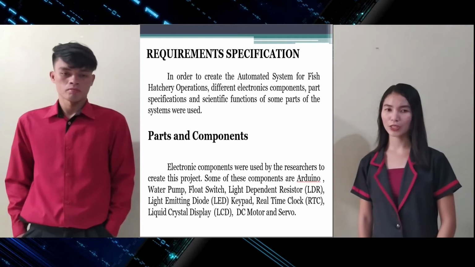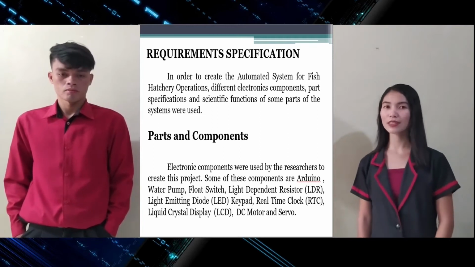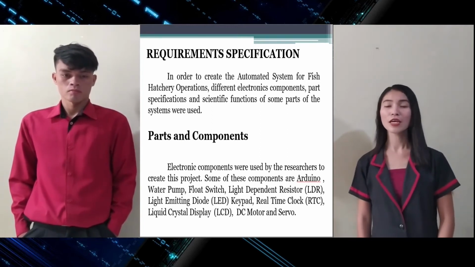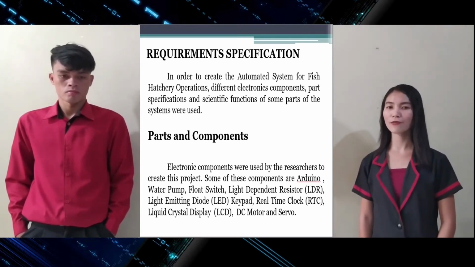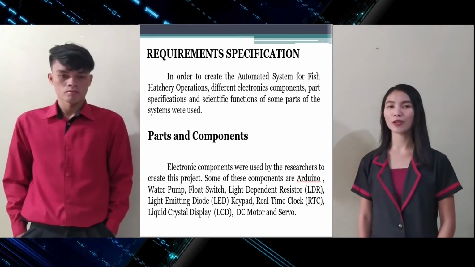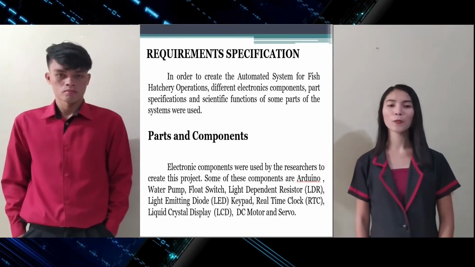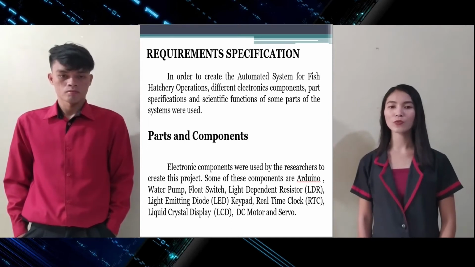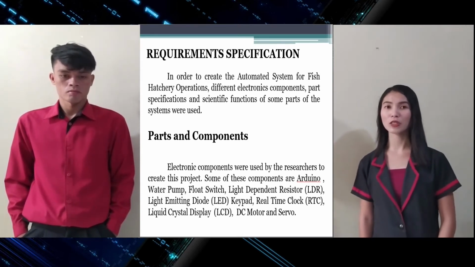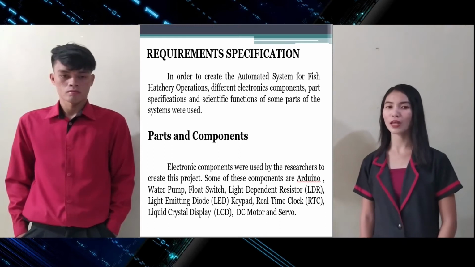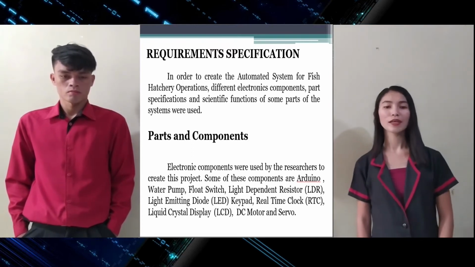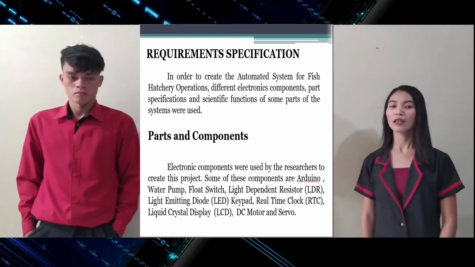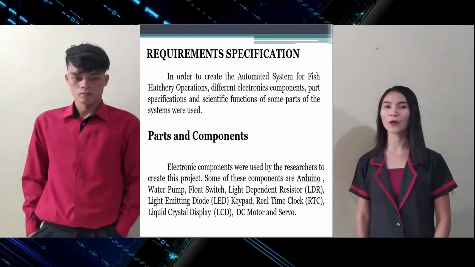Requirements and specification. In order to create the automated system for fish hatchery operations, different electronic components, part specifications, and scientific functions of some parts of the system were used. Parts and components. Electronic components were used by the researchers to create this project. Some of these components are Arduino, water pump, load switch, light dependent resistor, light emitting diode, keypad, real-time clock, liquid crystal display, DC motor, and servo.